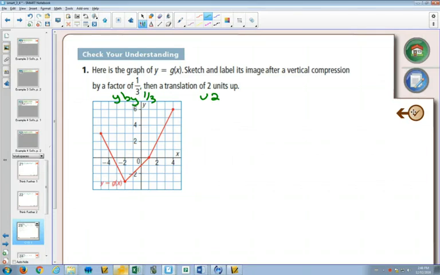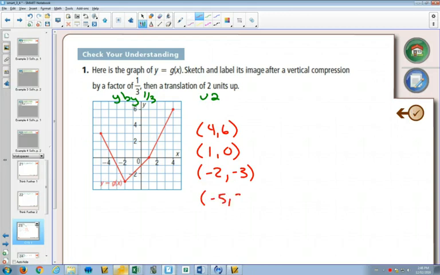So if we took all the points that we have, and we actually want to list them, we have (4, 6), (1, 0), (-2, -3), and (-5, 3). Those are the 4 points that we have listed.